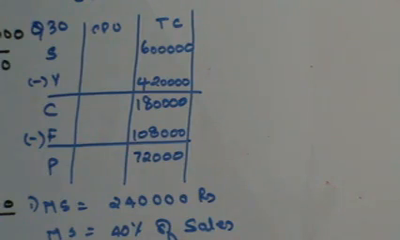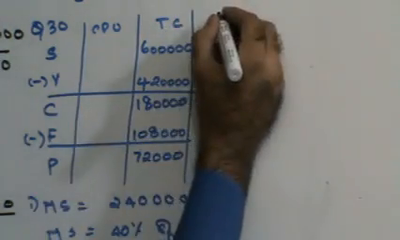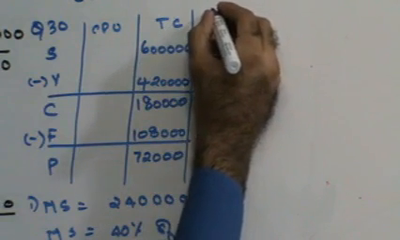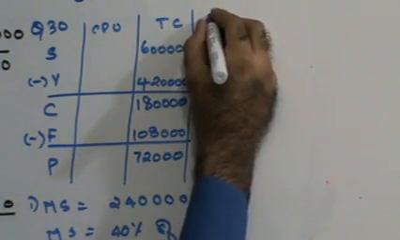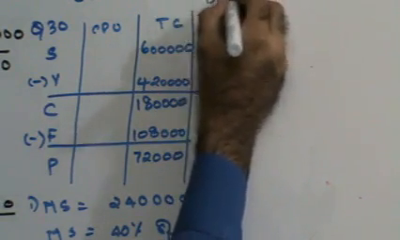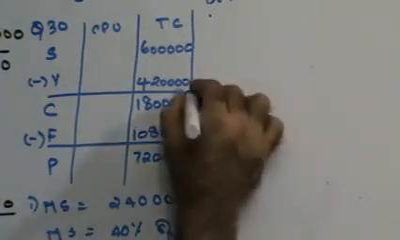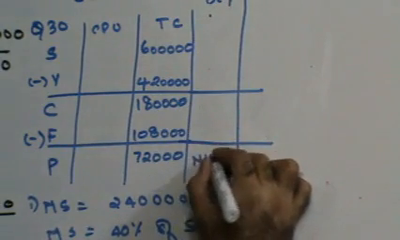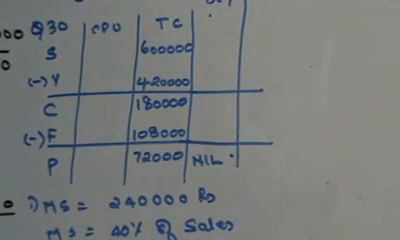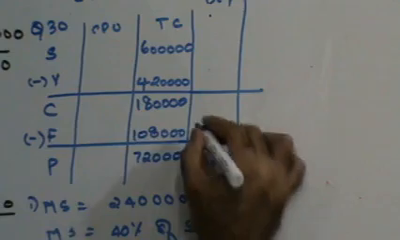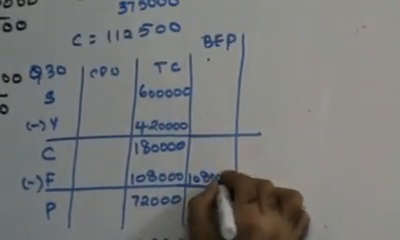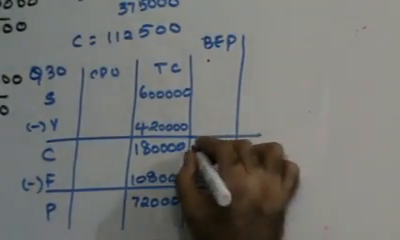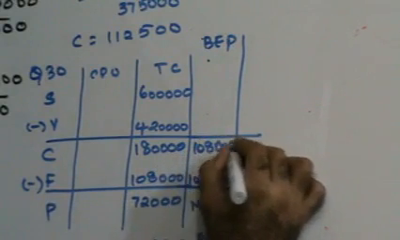Right? Once I have this, now they've asked me to find out BEP sales. For BEP, that means my profit is going to be nil. At BEP sales, my profit is nil. Fixed cost is going to be 1,08,000. Fixed cost does not change. Therefore, my contribution will be 1,08,000.